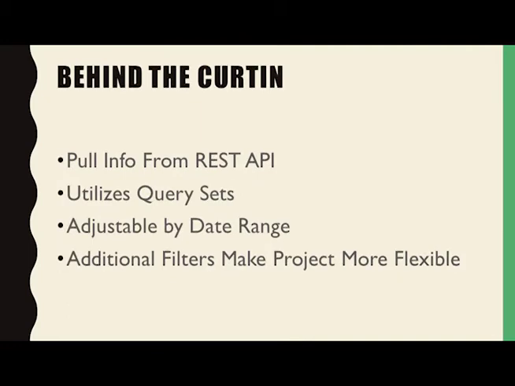The graphs and tables pull information from the REST API by grabbing a query set from the model. This query set is then filtered. The filters applied include a filter based on inputted date range, 3 years by default, filtered based on project, and filtered based on whether the information is still open or not.